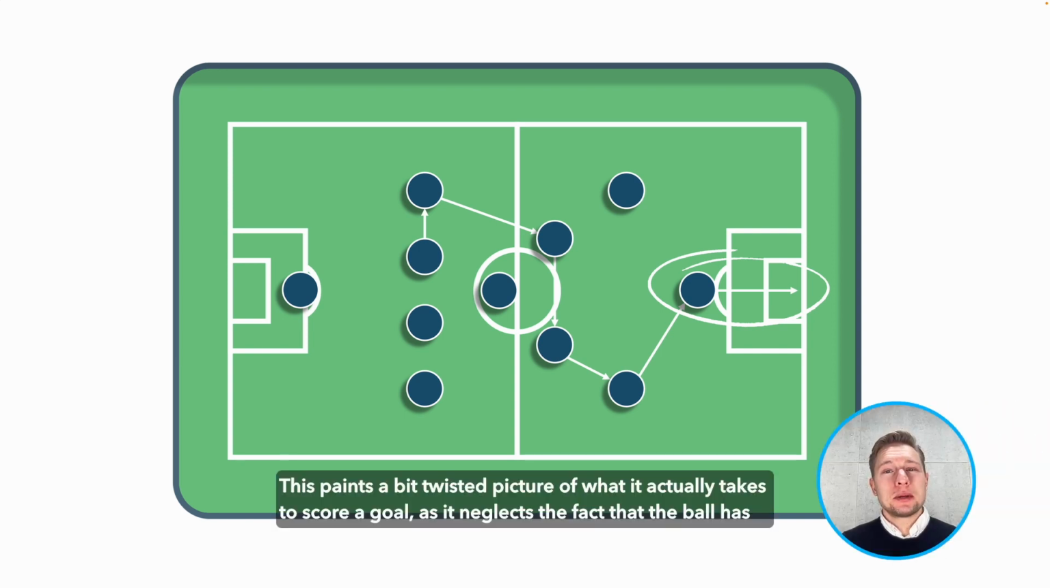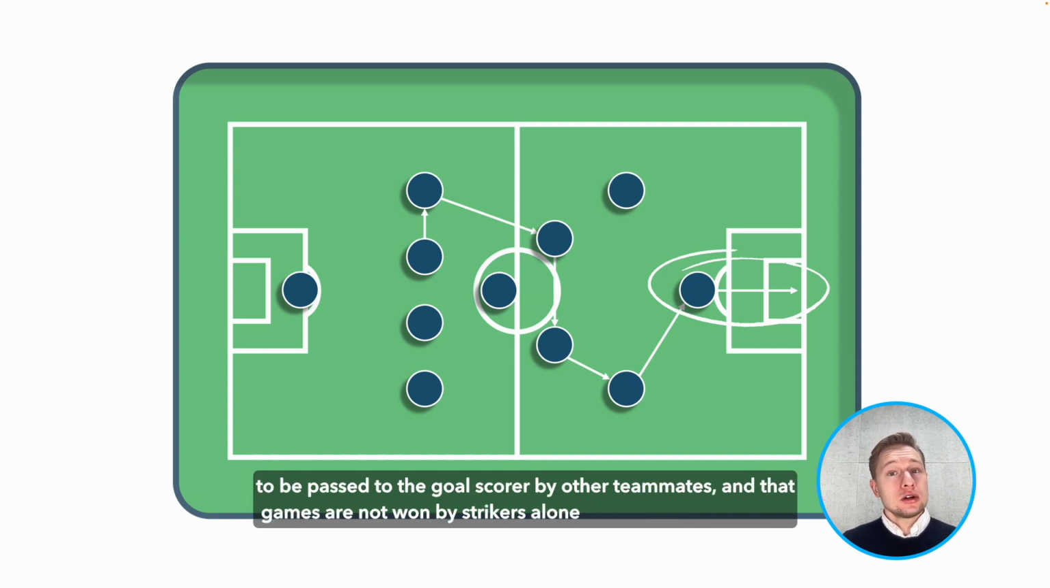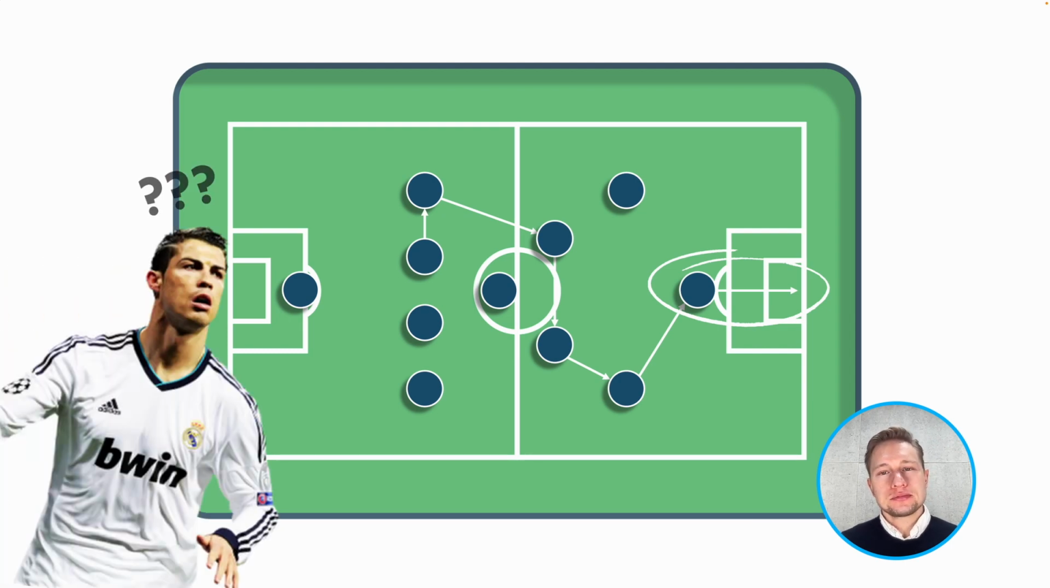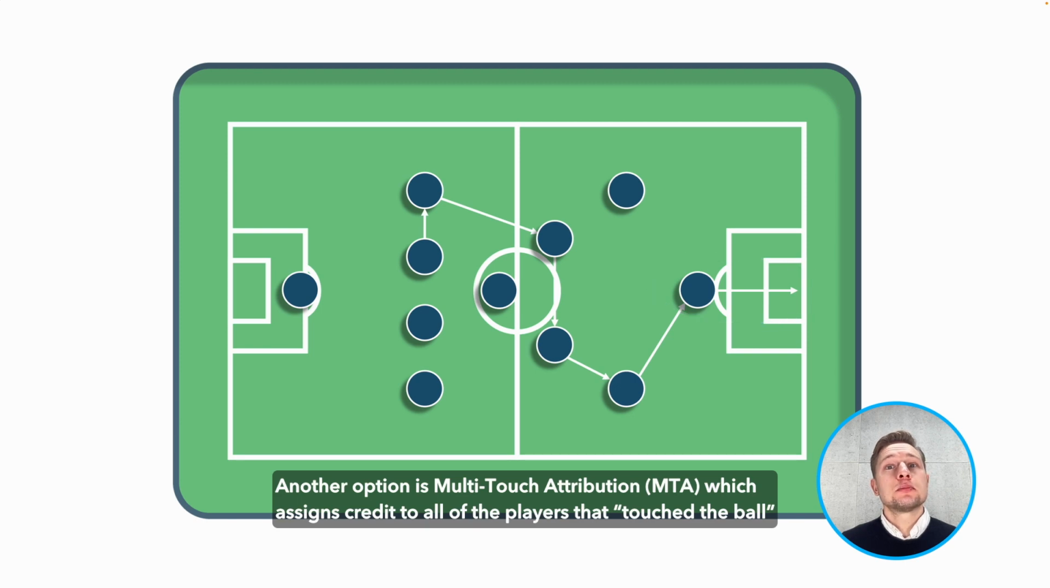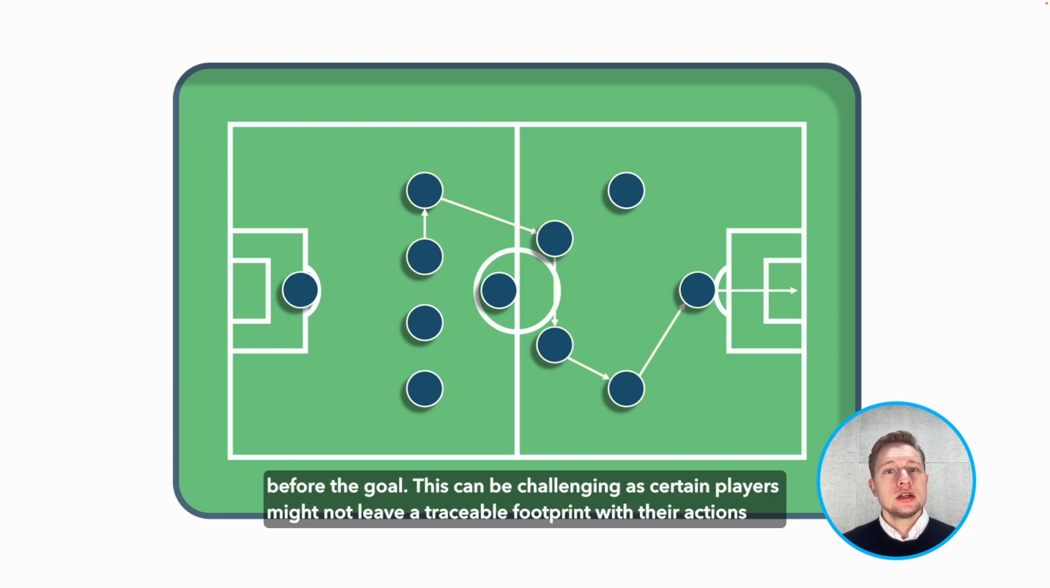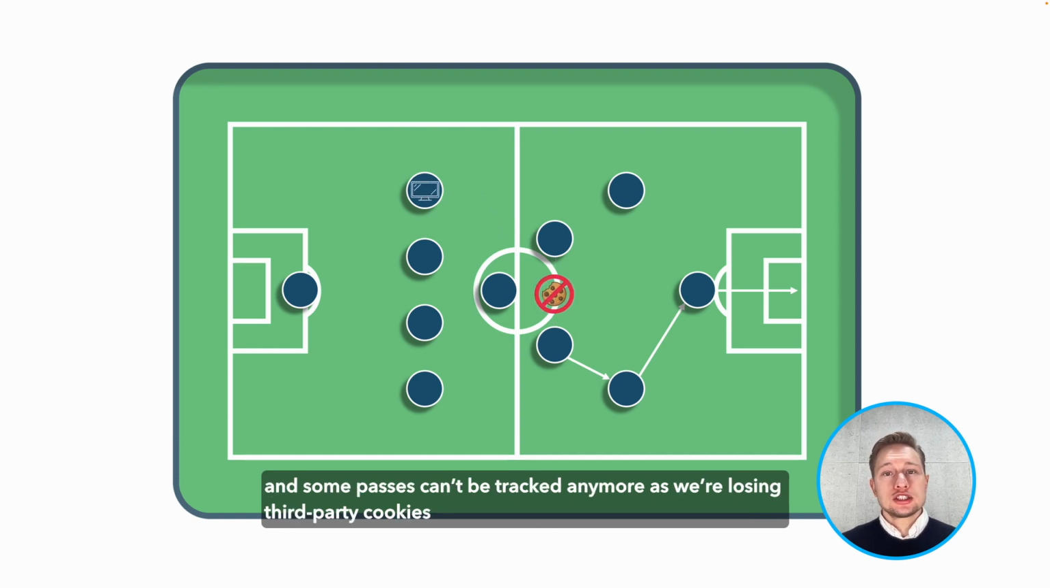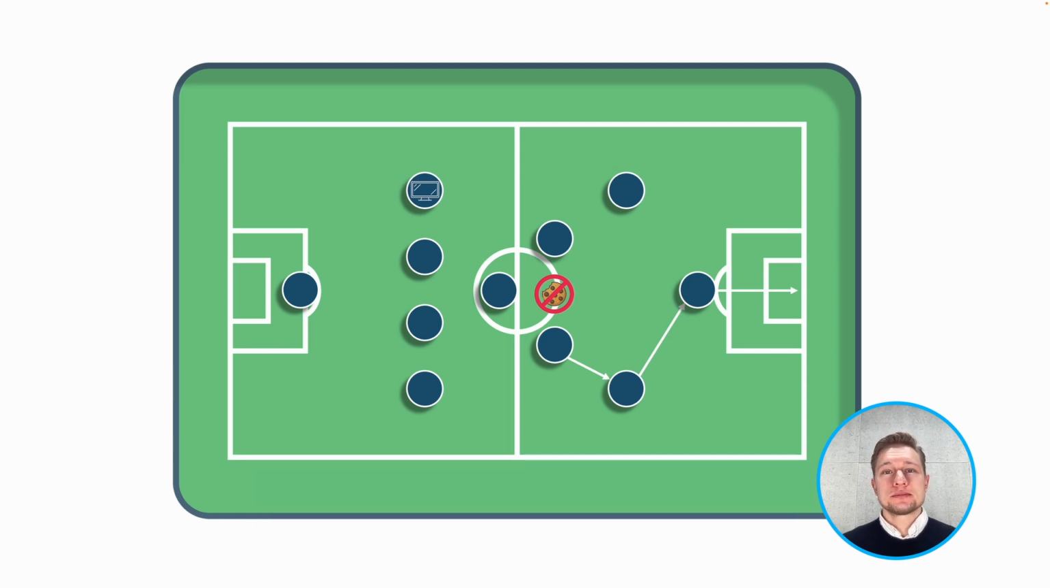This paints a bit twisted picture of what it actually takes to score a goal, as it neglects the fact that the ball has to be passed to the striker by other teammates, and that games are never won by strikers alone. Another option is multi-touch attribution, which assigns credit to all of the players who touched the ball before the goal. This can be a bit challenging, as certain players might not leave a traceable footprint from their actions, and some passes can't be tracked anymore as we're losing third-party cookies.